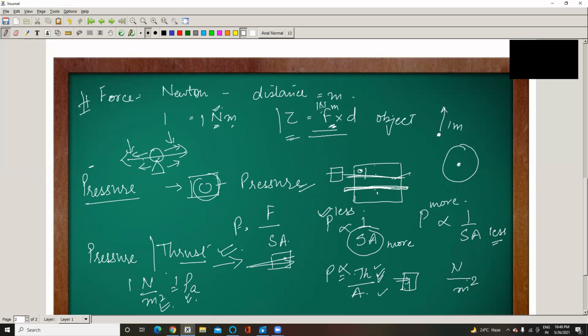Then numericals are given here. Direct numericals are given here. You should know this newton by meter square formula.